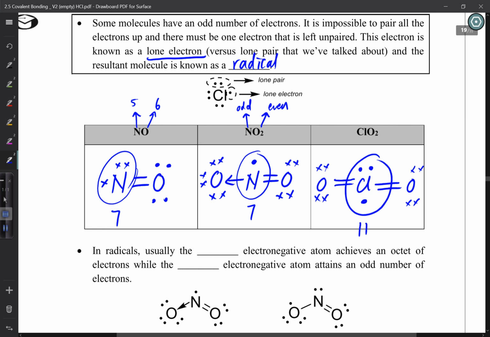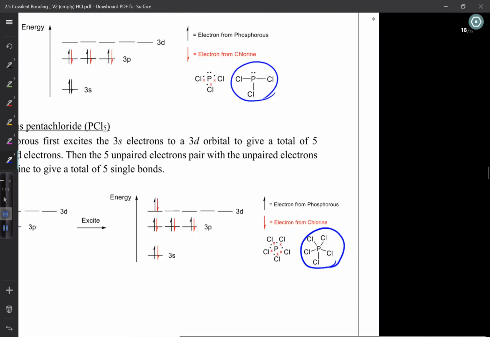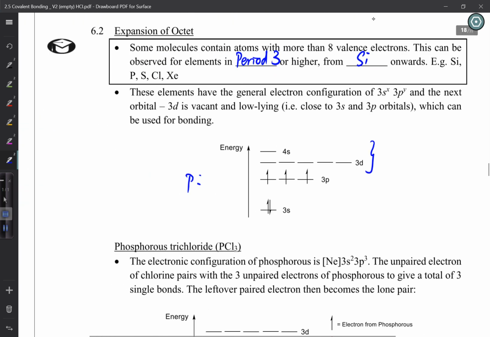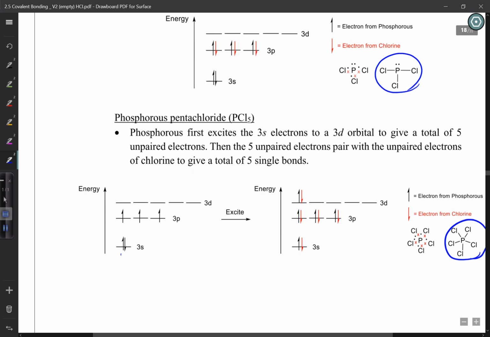You mentioned just now, it's after silicon. Look at this over here. We say that those in period 3 and above can have more than 8, right? See, chlorine can also have more than 8. So it's nothing surprising.